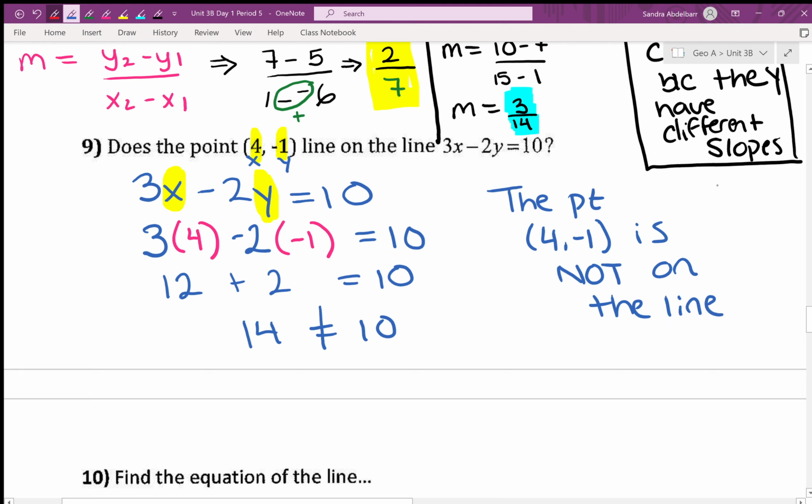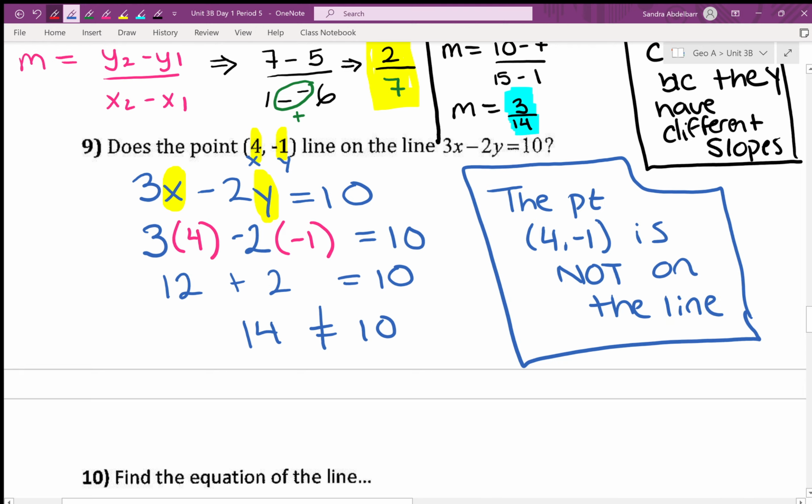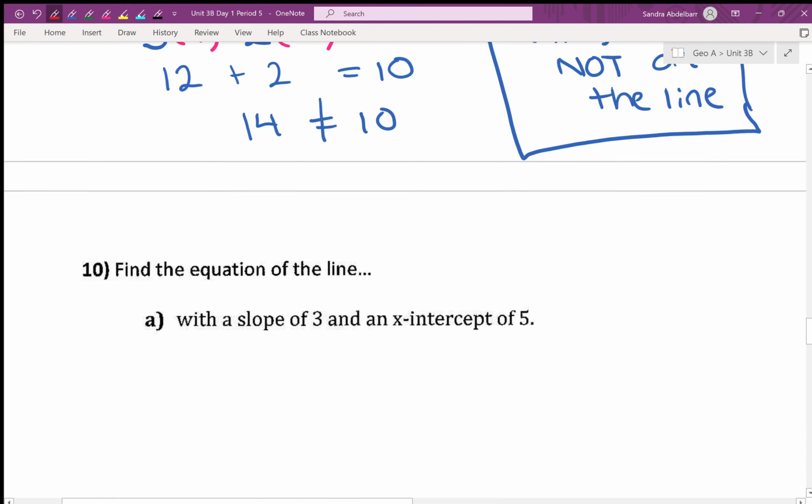Yes, Brenda. So I turned it into the equation y equals mx plus b. Like I rearranged the equation. And I still got 14. Yeah, it still works even if you rearrange the equation. Absolutely. Alicia, did you have a question for me? No. You're good? Okay, let's keep going.